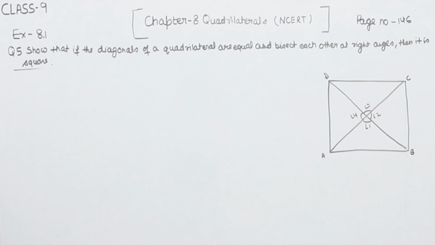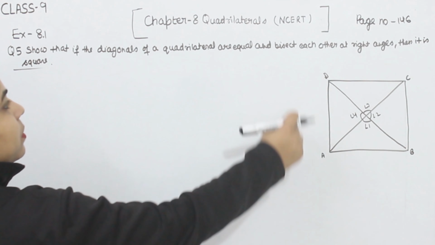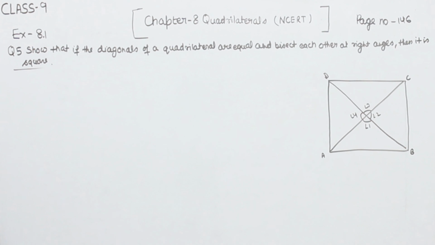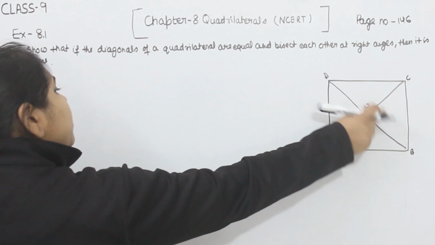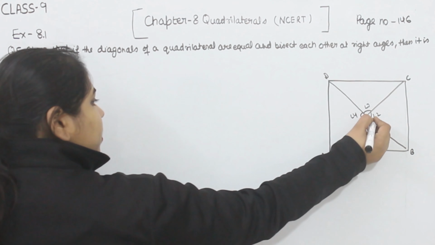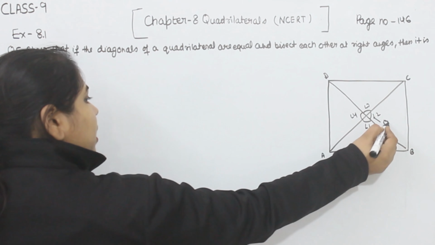Show that if the diagonals of a quadrilateral are equal and bisect each other at right angle, then it is a square. So this is the figure we are having. This is the quadrilateral ABCD. These are the diagonals. I have given the name to the angles 1, 2, 3, 4 at the point where they are intersecting each other. So this is the point O where they are intersecting each other.